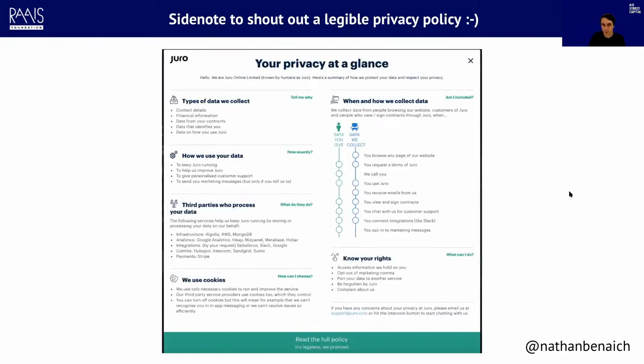As a side note here, I want to give a shout out to some folks who publish a really legible privacy policy, one that's quite graphically easy to understand and grasp what data we give and what data they collect and what they collect it for. And so this is a snapshot of the privacy policy that I talk about from Juro. You can access it at juro.com.